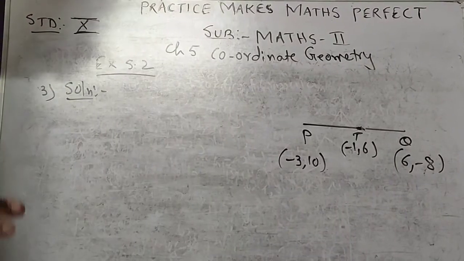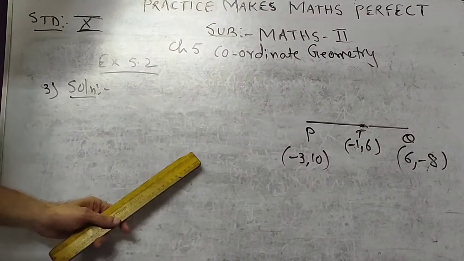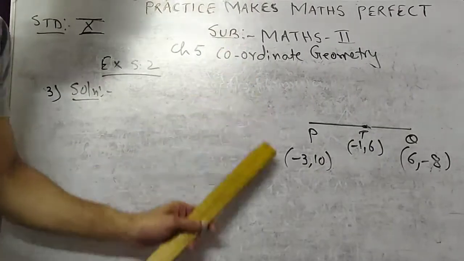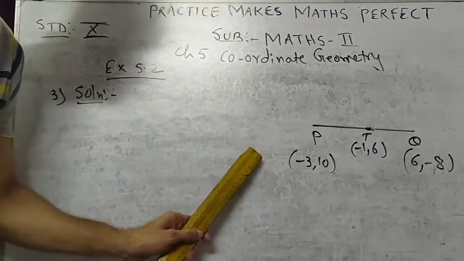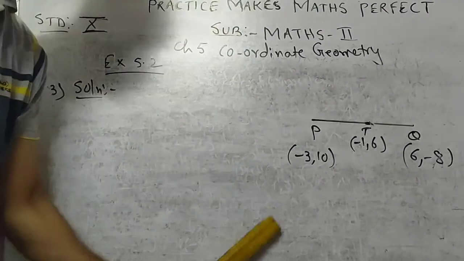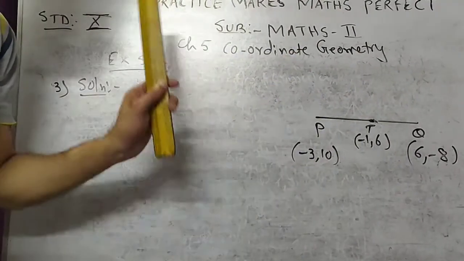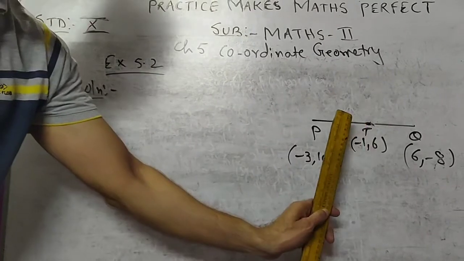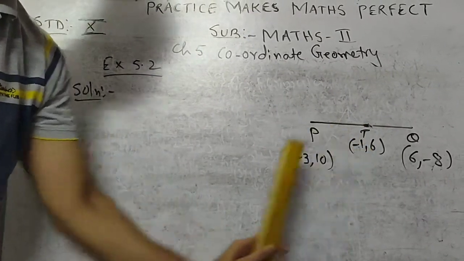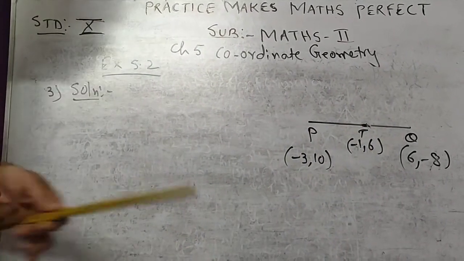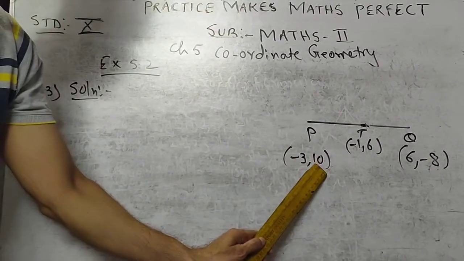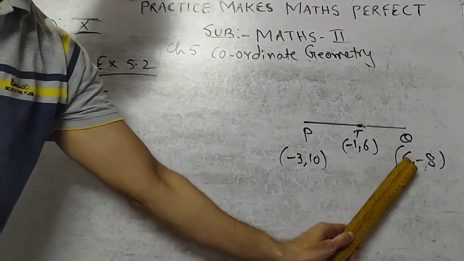Okay, now come to sum number 3. In sum number 3 also we are using section formula, but in this sum you have to find the ratio m ratio n equal to question mark. We have to find out m ratio n. Here you can see the point coordinate is -1, 6, P coordinate is minus 3 comma 10 and Q coordinate is 6 comma minus 8.